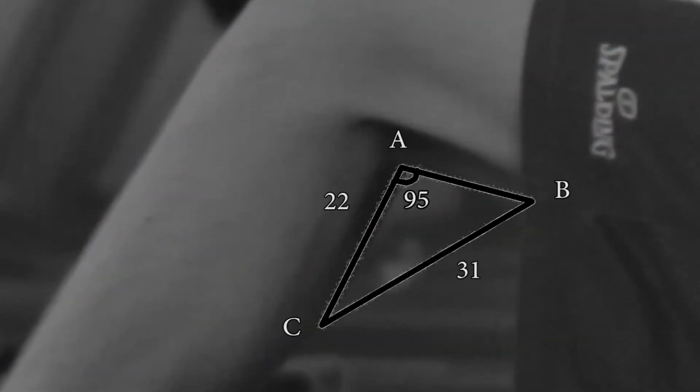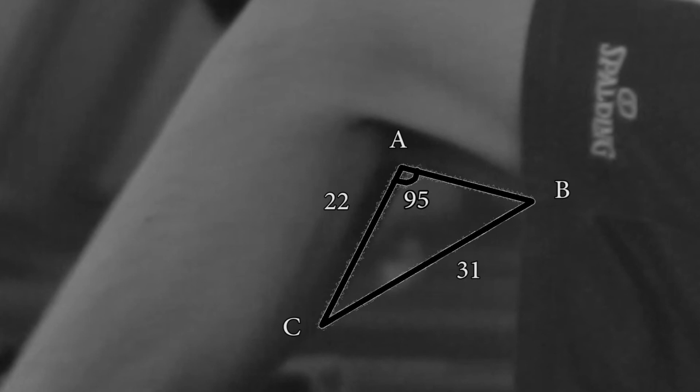So given a triangle such as this one, where the measure of angle A is 95 degrees, we also have the measure of side AC is 22, the measure of side BC is 31, we have to try to find side AB as well as the measures of angle B and C. So first thing that we need to do is to find the measure of angle B.